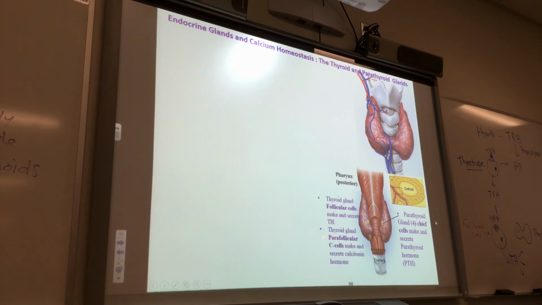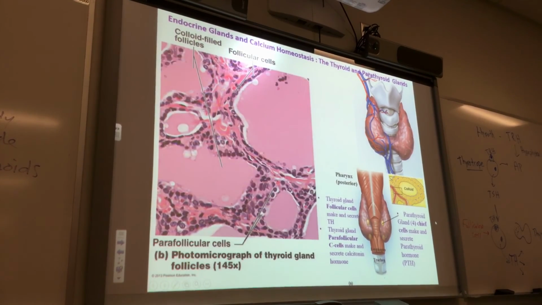Where do you think you would find these parafollicular C cells? Next to, yeah, around the follicle cells. Yeah, exactly. And we'll look at this later on in the microscope today.